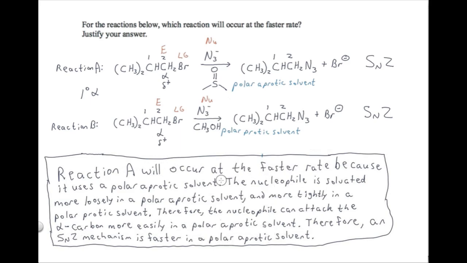This paragraph here is probably more detailed than you would need for full credit on an exam. I gave a little extra detail for clarity. It would probably be good enough to say that reaction A is faster because it uses a polar aprotic solvent, and that the nucleophile is solvated more loosely in a polar aprotic solvent than in a polar protic solvent. Notice that a crucial part of our solution was determining the mechanism, because the answer would be reversed if we were using an SN1 mechanism. So make sure you use the table to determine the mechanism.